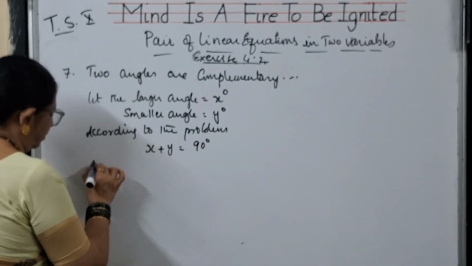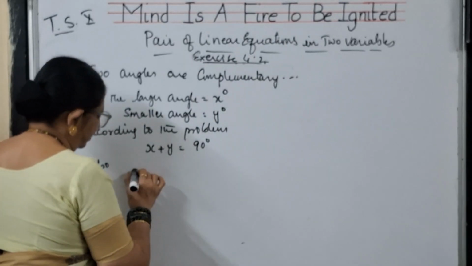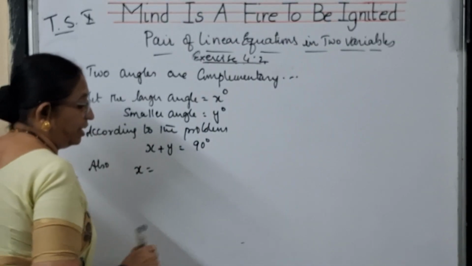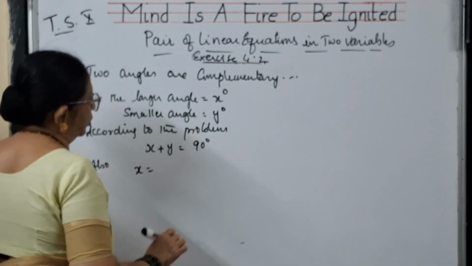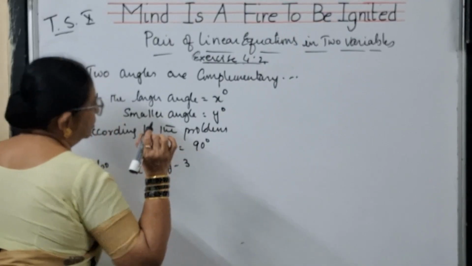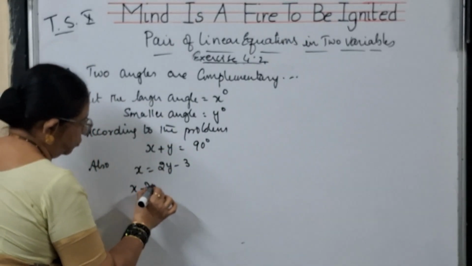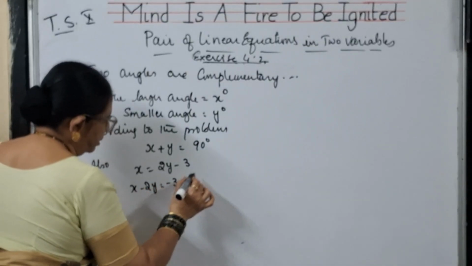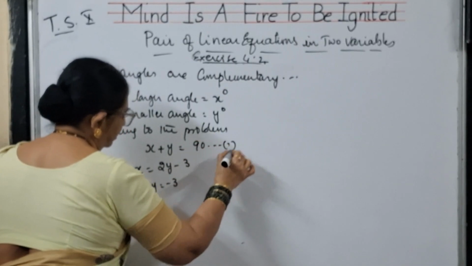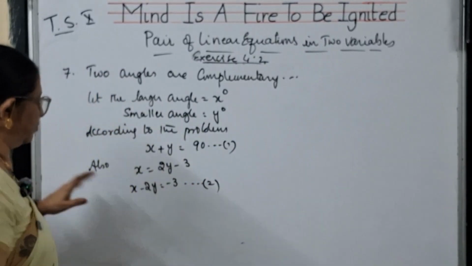And also, what are they saying? Larger angle, that is x, is equal to 3 degrees less than twice the measure of smaller angle. Twice the measure of smaller angle, then 3 degrees less. That means x minus 2y is equal to minus 3. X plus y is equal to 90. Let us take this as first equation and let us take this as second equation.